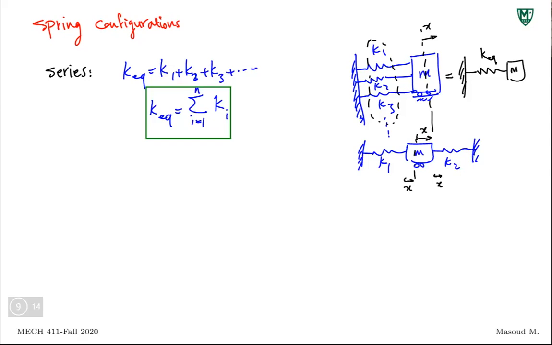Right? So these two springs are also in parallel. So this system is equivalent to a system like this, and this is K equivalent. Oh, no friction. And for this system also K equivalent is K1 plus K2. Right? So this is the situation where springs are in series.